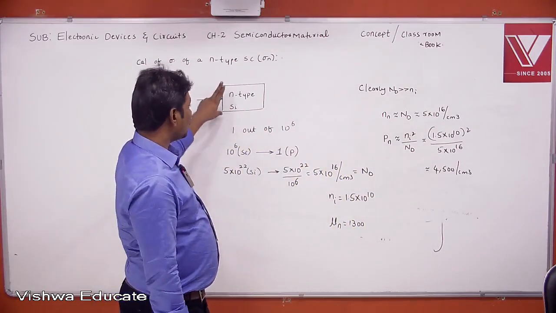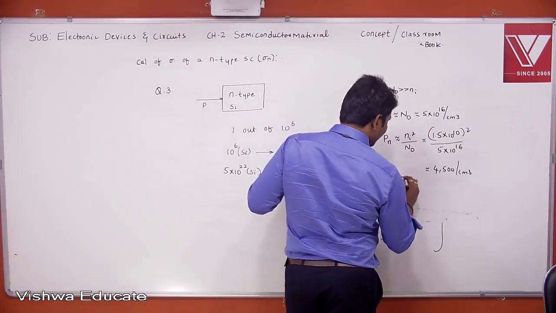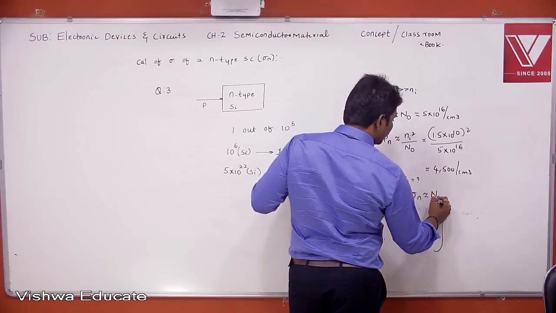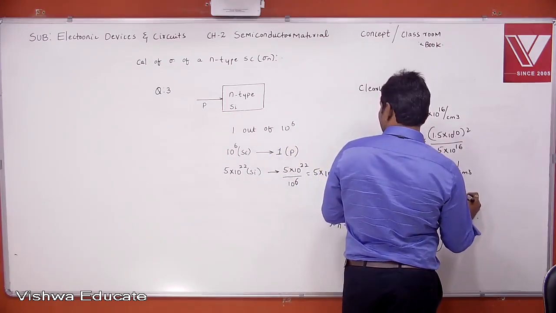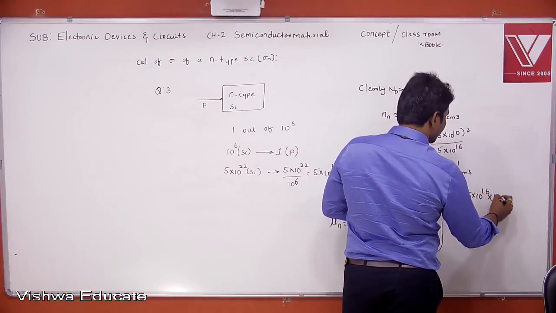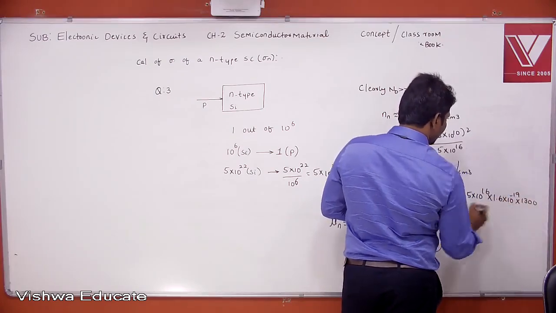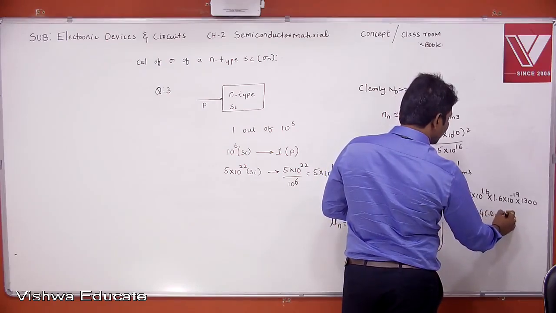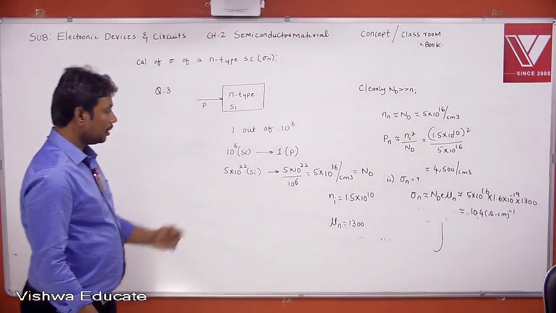Also we want to calculate the conductivity of this sample. What is the conductivity equation? Conductivity is approximately equal to Nd into e into mu n. Nd is 5 into 10 power 16, charge of electron 1.6 into 10 power minus 19, mu n is 1300. The value is 10.4 ohm centimeter whole power inverse. This is the conductivity of the sample. Copy.